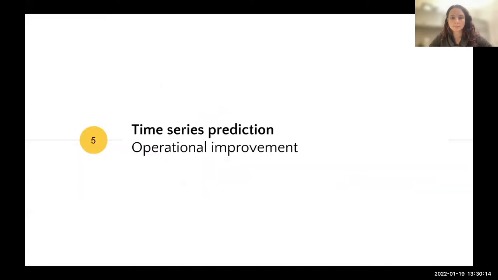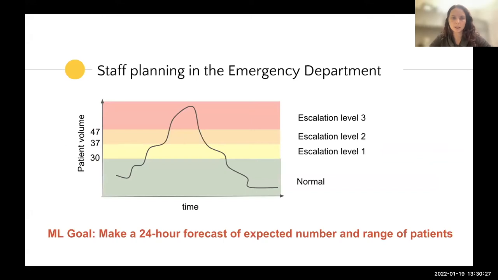So the final example, and also a very important one, is an operational improvement project in a hospital. Here, the goal was to help with staff planning in the emergency department at SickKids, and basically to have a 24-hour running forecast of the expected number and the range of the expected number of patients in the emergency department at our hospital. What we actually focused on is the escalation points. We wanted to make sure that we precisely predict the escalation events.